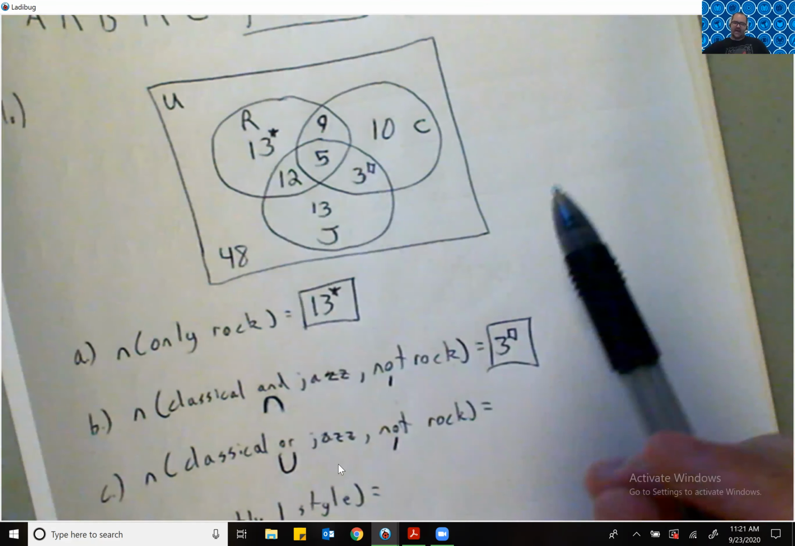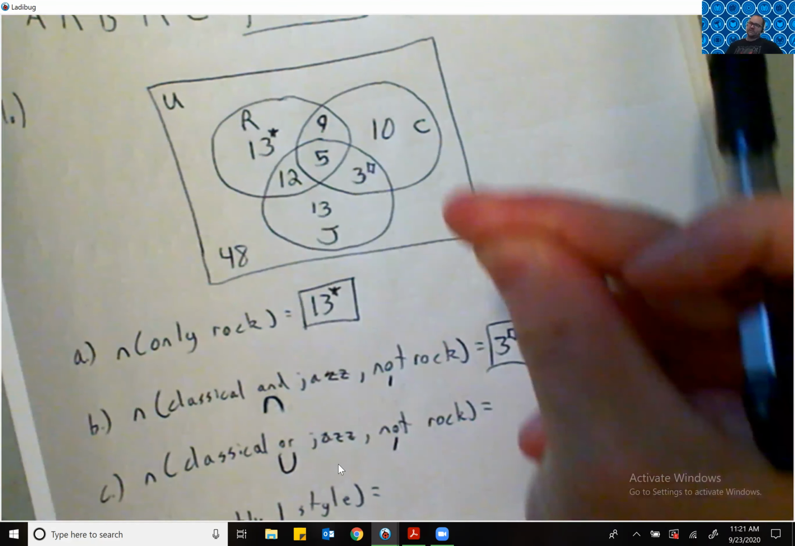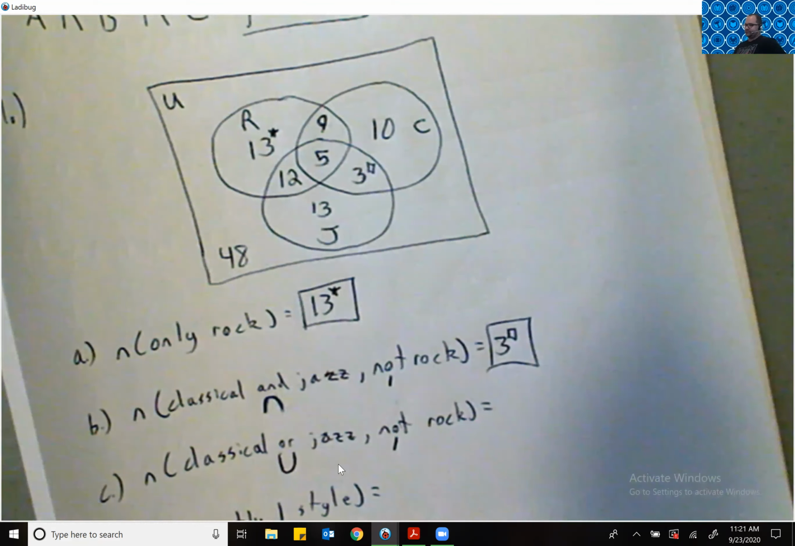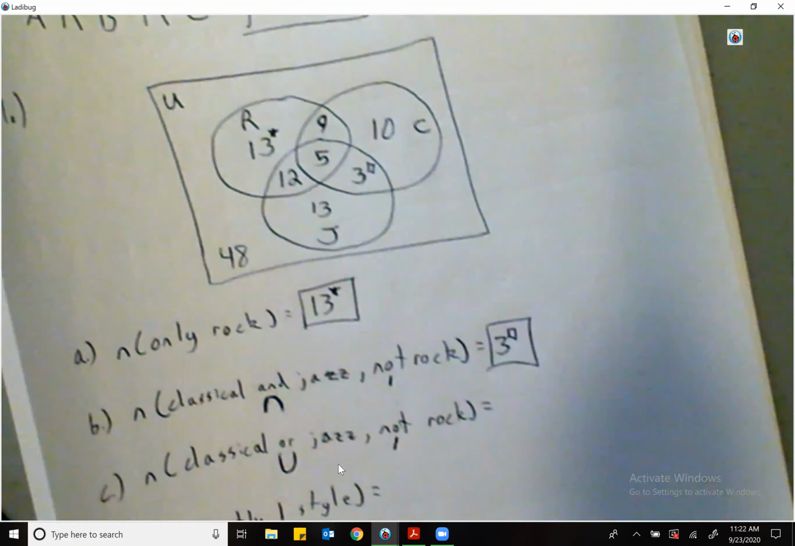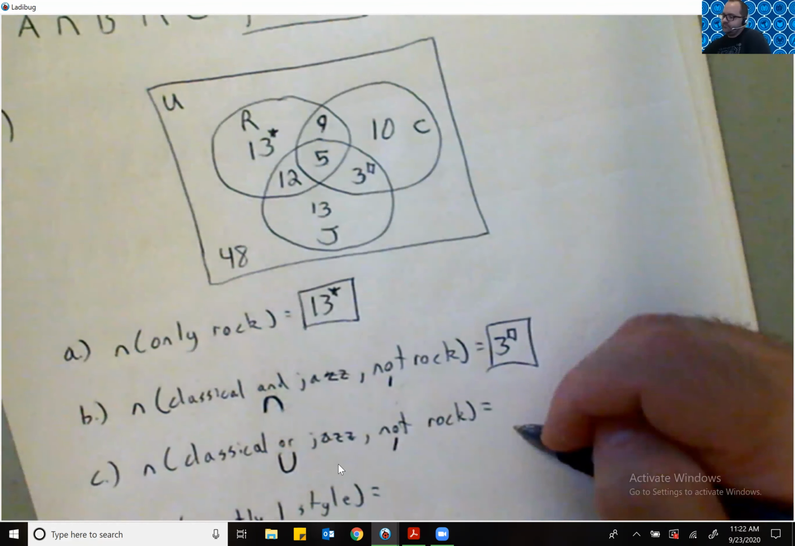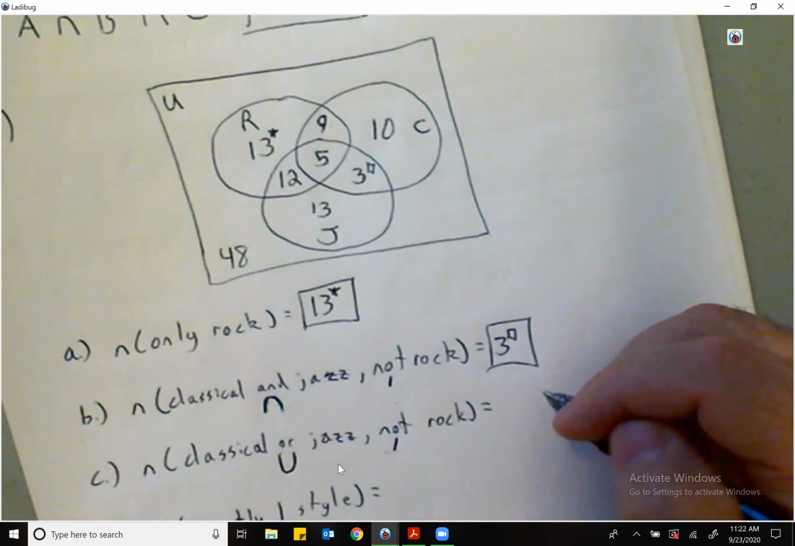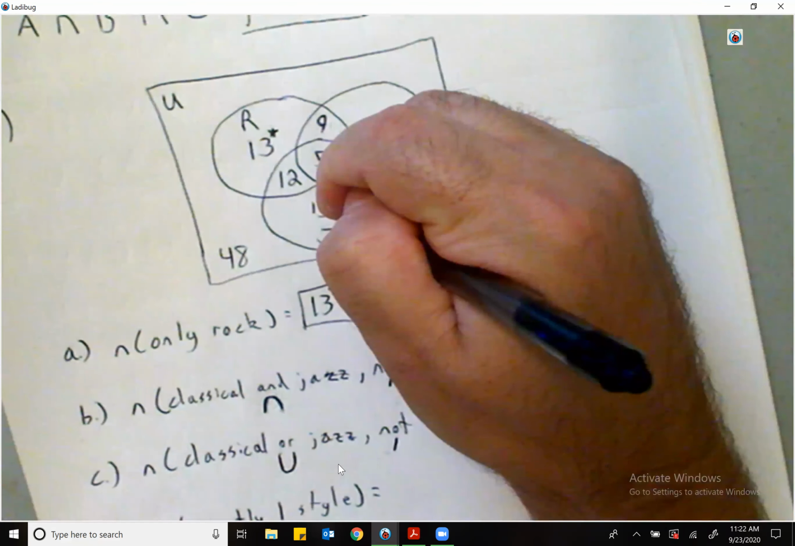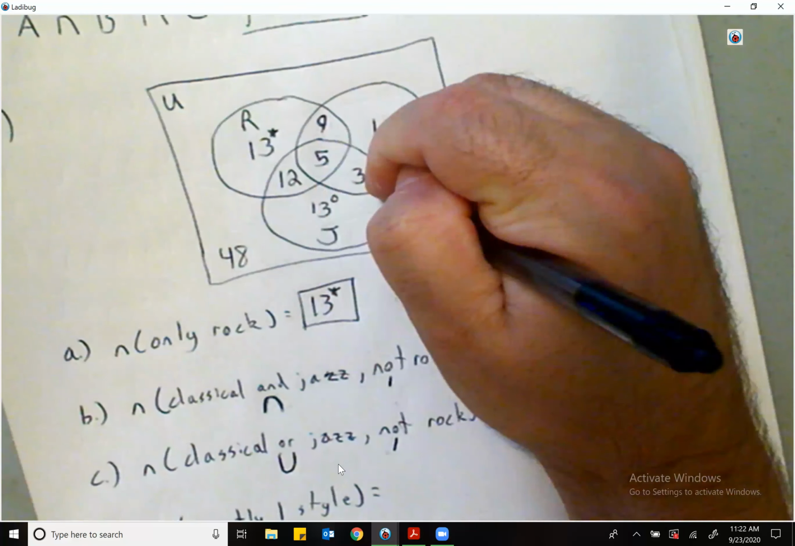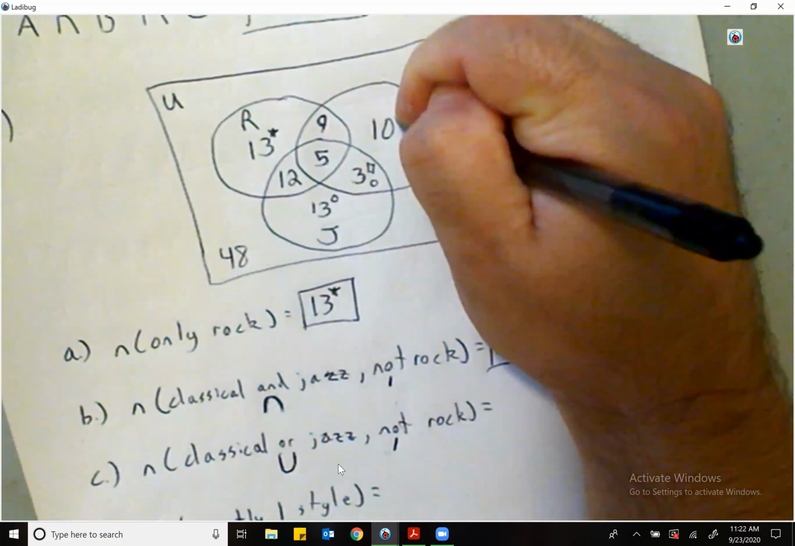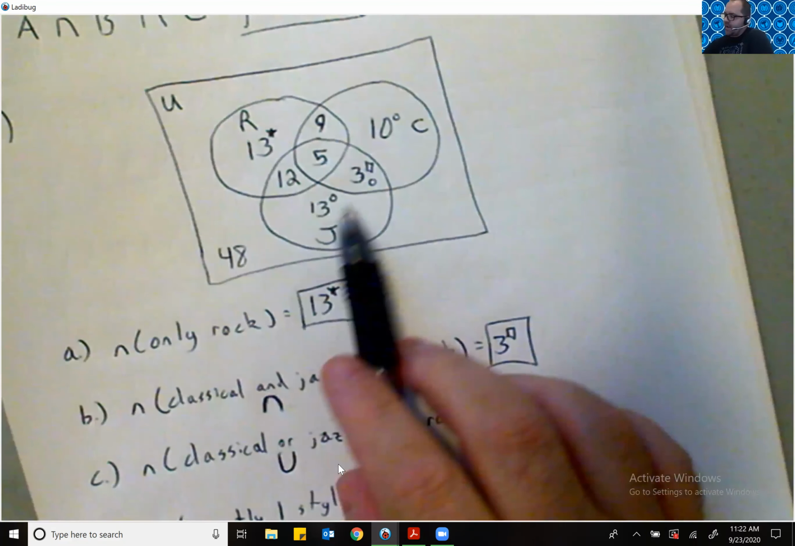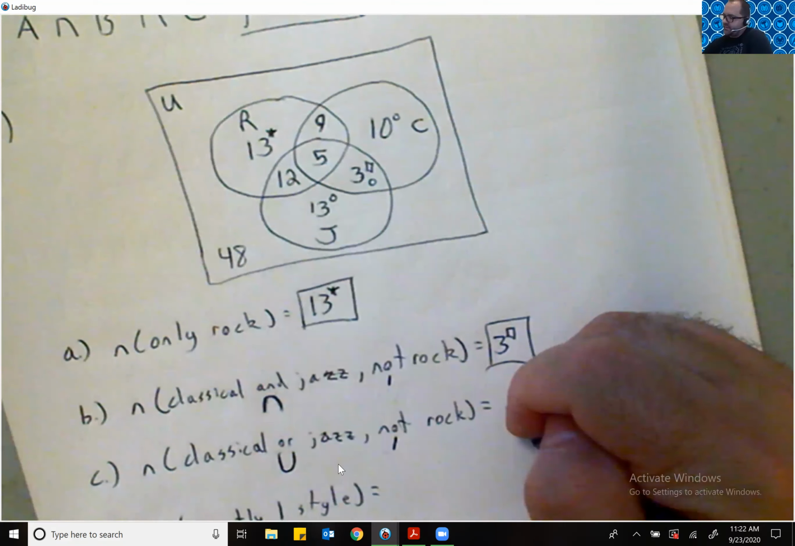Now, snap. Any number with rock is gone. What do we have left? 13, 3, and 10. So you add all those up, and what do you get? 26. So you take the 13, the 3, and the 10, add that all up, and you get 26.